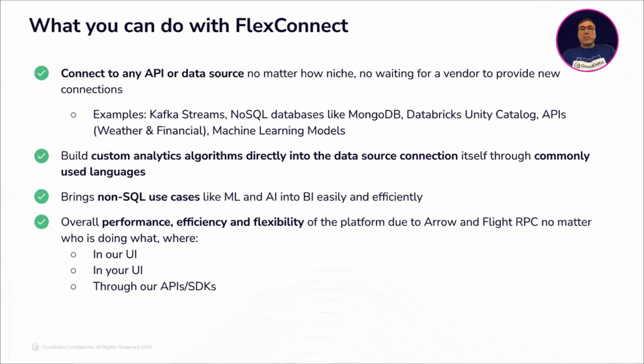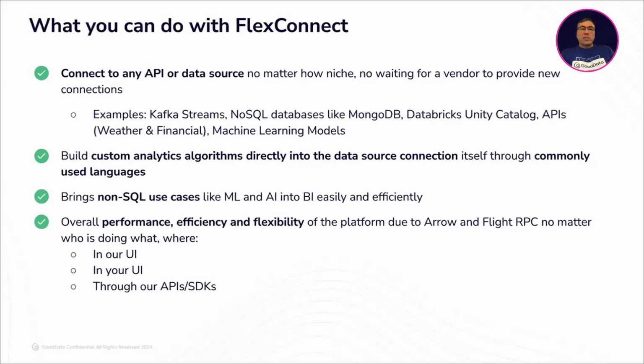It can connect to APIs or any data source, no matter how niche it is. You can connect even directly into proprietary interfaces of your applications and things like that. You can connect to real-time data sources like Kafka streams, or you can connect to unstructured data, for example, stored in MongoDB. These are just examples that I'm mentioning here. But if you go into our GoodData blog, you will find published articles which demonstrate some of these use cases, and you can read how to do it.